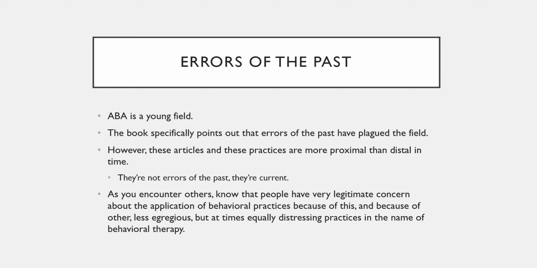However, there are significant errors of the past. ABA is a young field compared to fields like psychology that has a much deeper history, fields like medicine that has a much deeper history. This book specifically points out that errors of the past have plagued the field. However, the articles and the practices that I've shown you are more proximal than distal in time. In fact, they're not really even errors of the past. These are current practices.